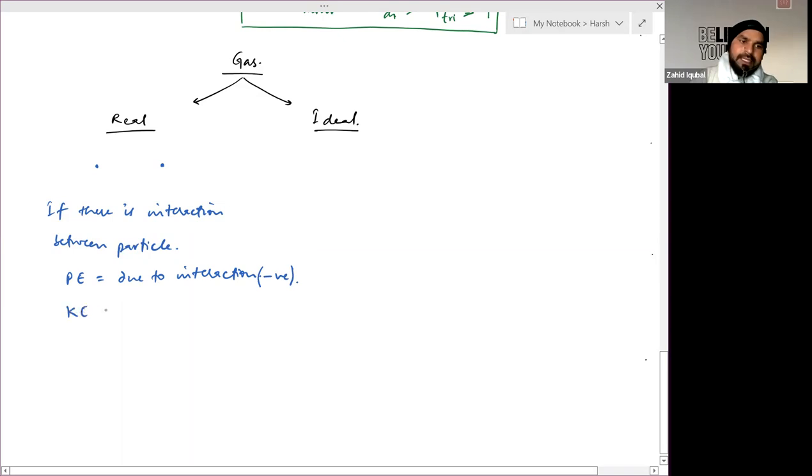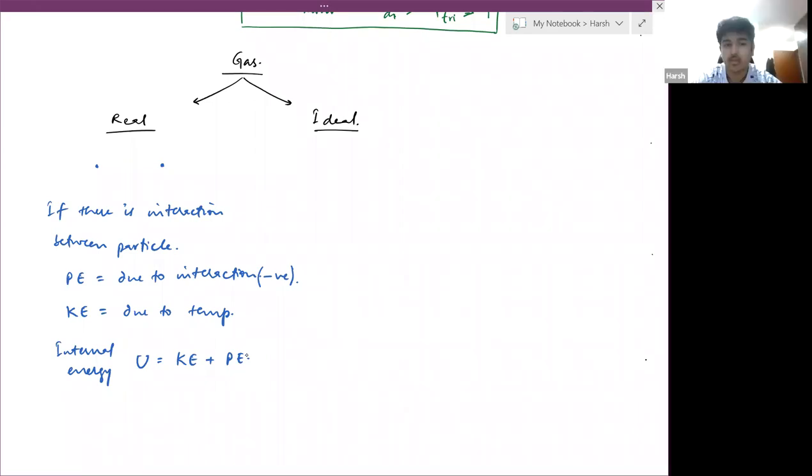Next, kinetic energy due to its temperature, so it will be positive. Now, if you add these two energies, you will get internal energy, which is equal to kinetic energy plus potential energy. Is it clear? Yes, sir.